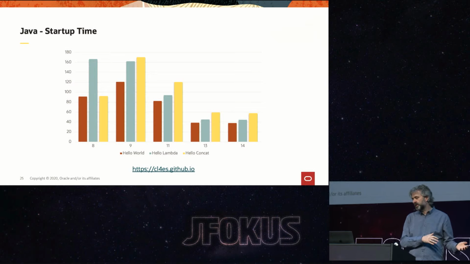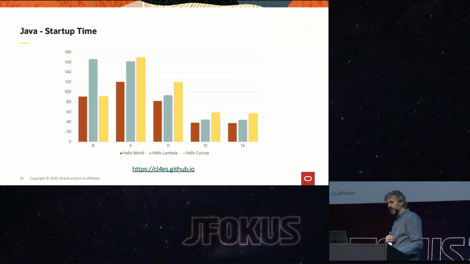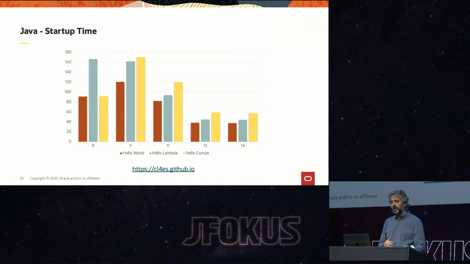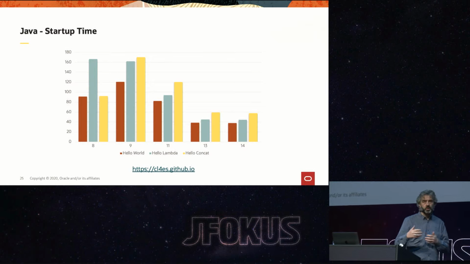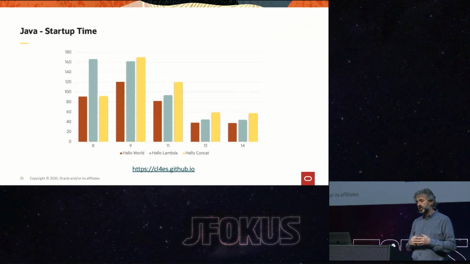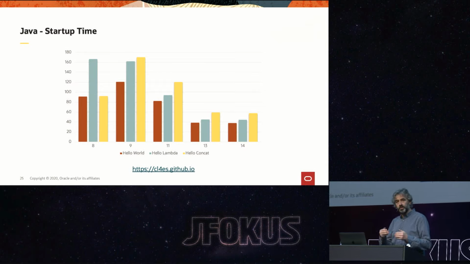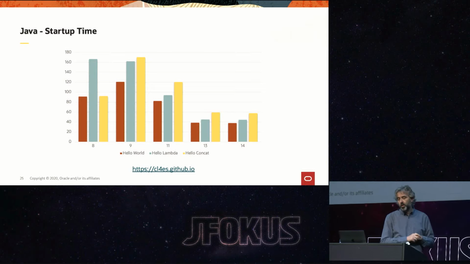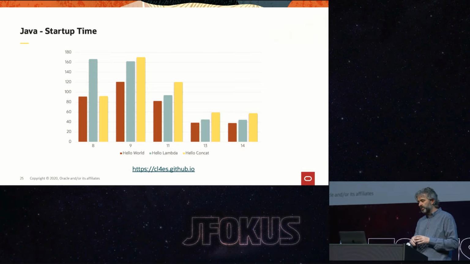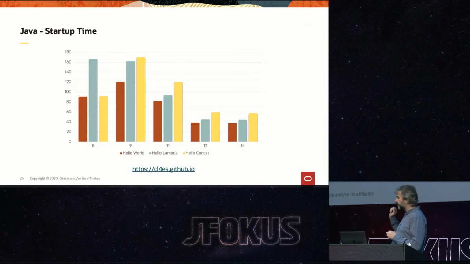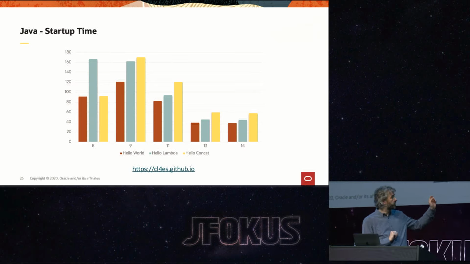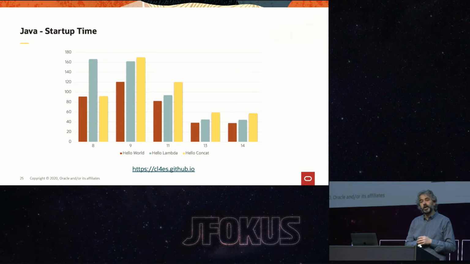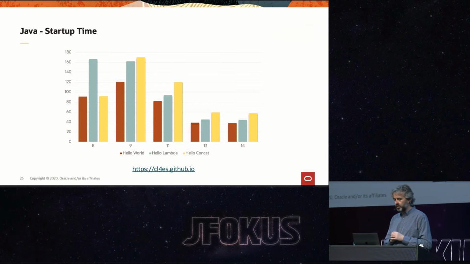This is basically the same slide, but we have a Hello World application, a Hello World application that is using Lambda, and a Hello World application that is using concat strings. And you see again and again that with each release, there is an ongoing effort to reduce the startup time. If you want more information about the startup time and Java performance in general, there are the blogs from Claes, who works at Oracle in Stockholm, and is putting a lot of useful information about Java performance and startup time there. So I encourage you to check that one out.